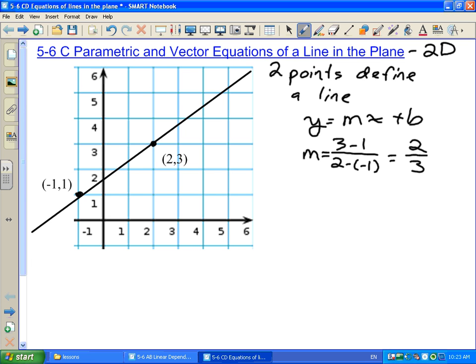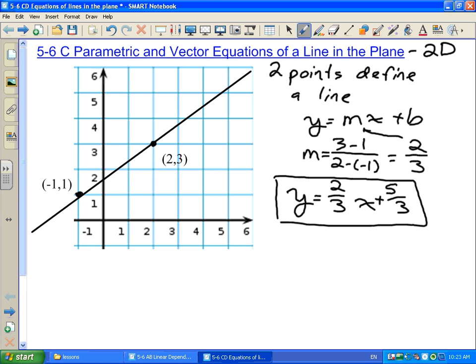Then you would plug this into our equation here. You would work out what the intercept is, and you would get something that looked like this. I think the intercept works out to be 5/3. So we've got this equation that represents the line.